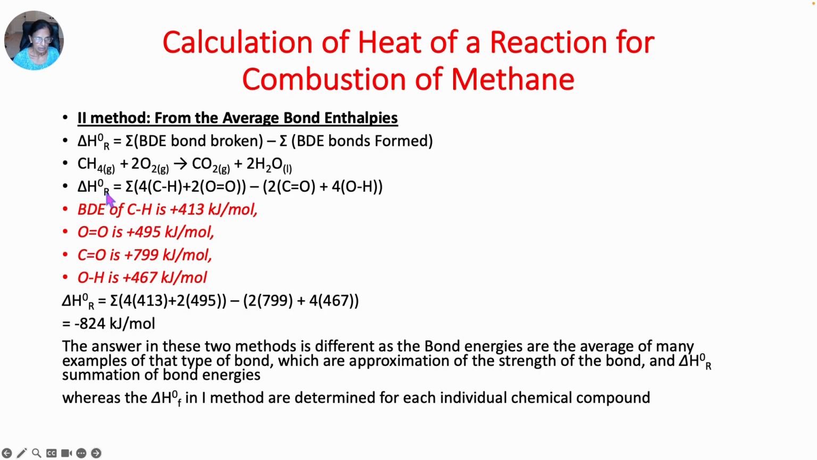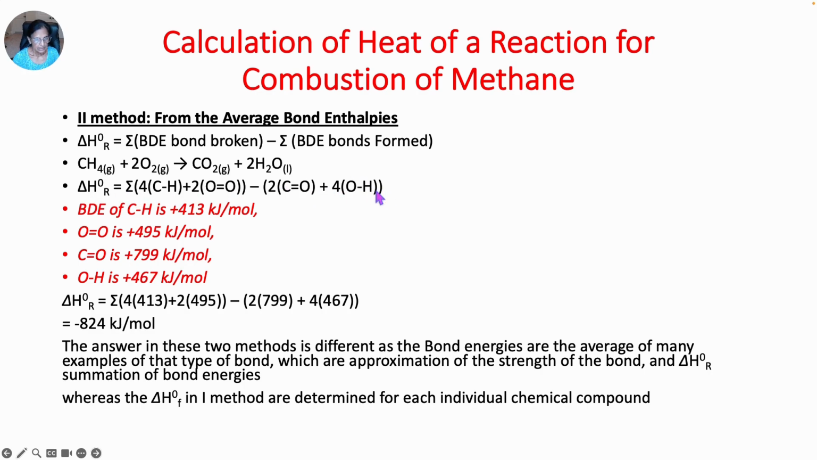Delta H0R is equal to the sum total of: in methane there are 4 CH bonds, so 4 into CH bonds, plus in oxygen there are 2 O double bond O bonds, so 2 into O double bond O. These are the bonds broken, minus bonds formed. The bonds formed are, in CO2 there are 2 C double bond O's, so 2 into C double bond O, plus in water, in each water molecule there are 2 OH bonds, and in 2 water molecules there are 4 OH bonds, so 4 into OH.